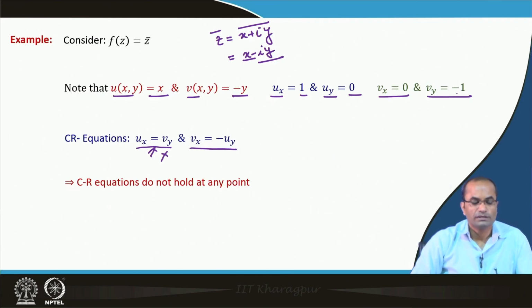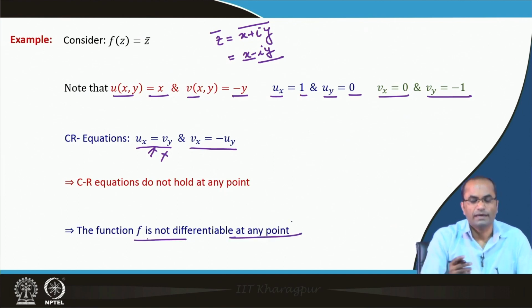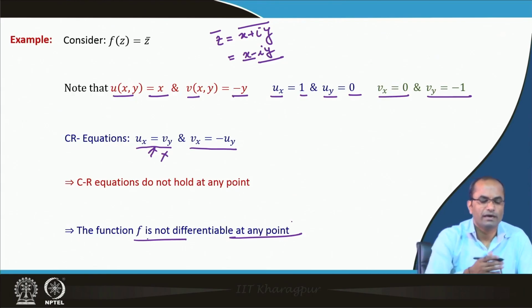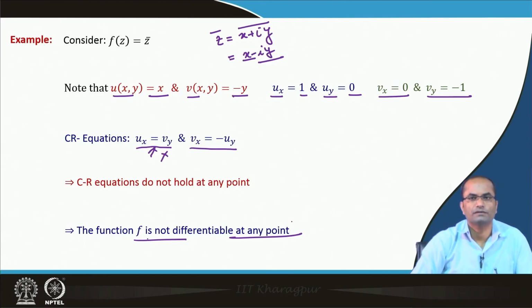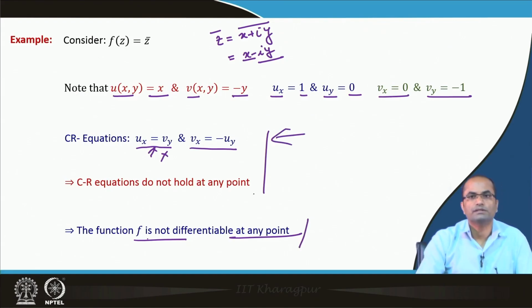So, here the conclusion is that this function is nowhere differentiable. The function is not differentiable at any point. We had discussed this in the previous lecture, where we saw the direct differentiation of this function and concluded that the function is not differentiable at any point. But what we have observed is that with the help of CR equations we can conclude the same, that the function is not differentiable because the CR equations are not satisfied at any point.